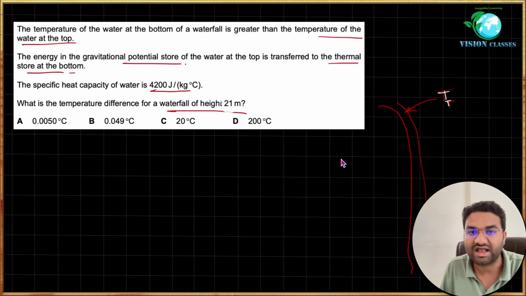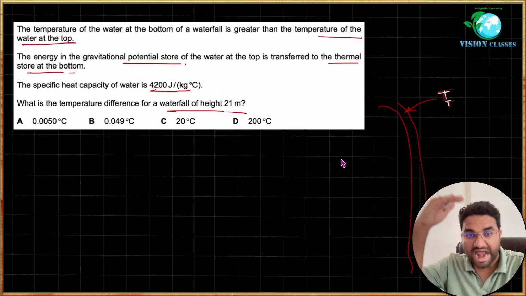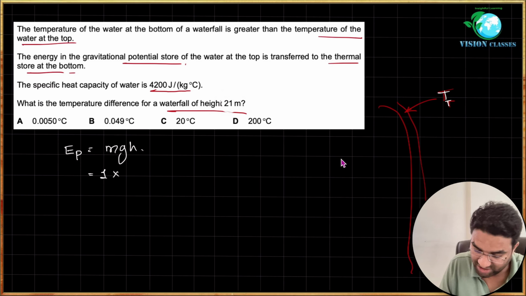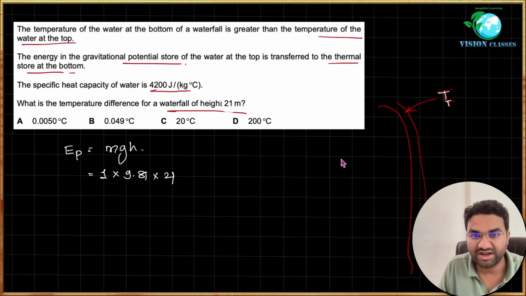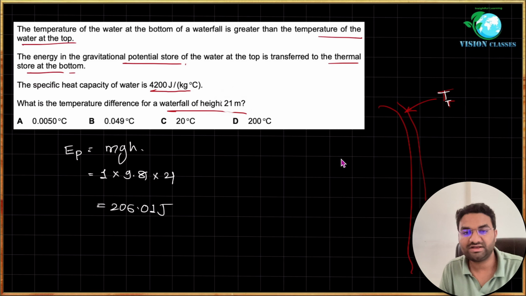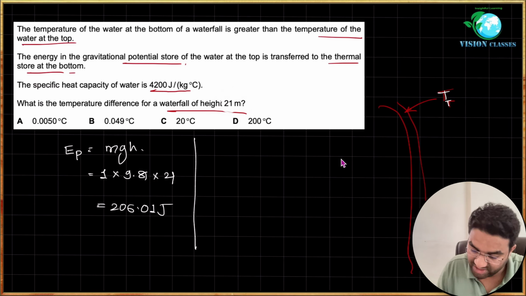So we can calculate the energy stored at the top. E, the potential energy, is equal to mgh. So it is equal to 1 times g, which is 9.81, times h, which is 21. So we will get 206.01 joules.